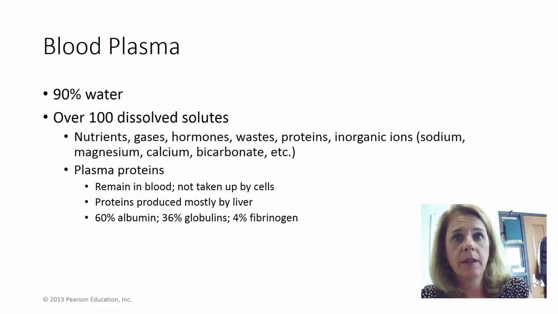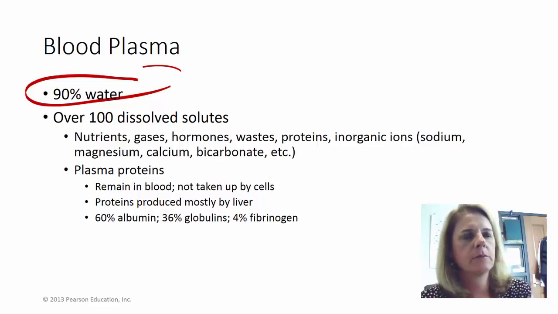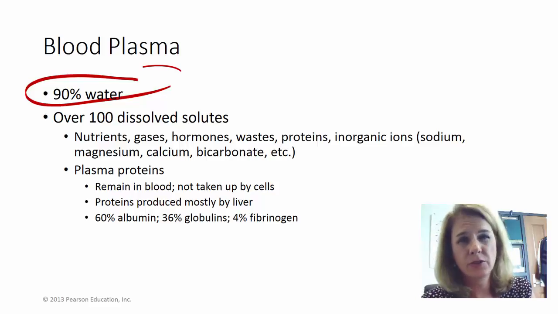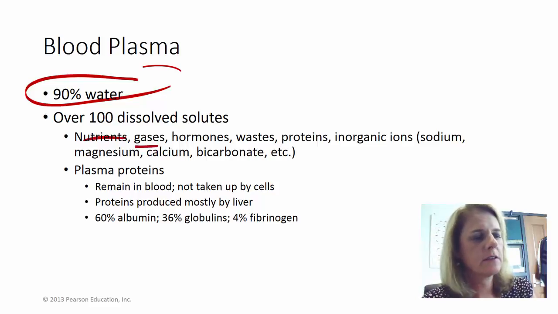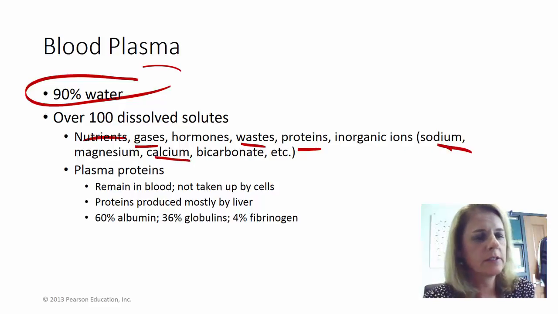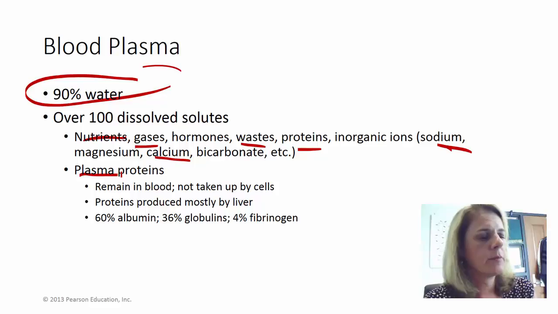So what's in the blood plasma? Well, mostly water. 90% of your blood plasma is simply water, but it does have over 100 dissolved solutes. These are substances that are dissolved in the water in the plasma of the blood. For example, nutrients like sugar, glucose, gases, hormones, waste products, proteins, and electrolytes like sodium and calcium are dissolved in the blood plasma. And there are also large plasma proteins.